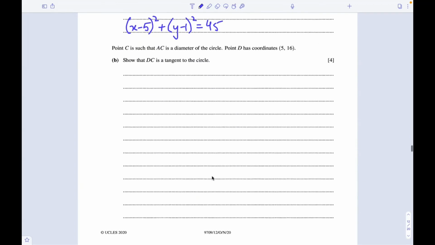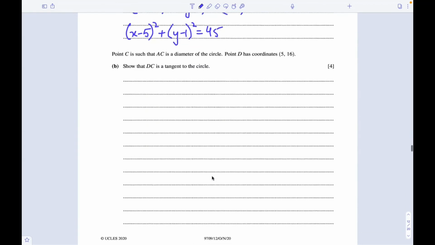In the next part, we have a point C such that AC is the diameter of the circle. Point D has coordinates 5, 16. We have to show that DC is a tangent to the circle. Okay, so to show that anything is a tangent, what we first have to understand is that if we have a circle and we make a radius or a diameter, the tangent always makes a right angle with the radius or the diameter. We also know that this point is B, which is the midpoint. So let's say if this was A and this is C, B would be the midpoint.